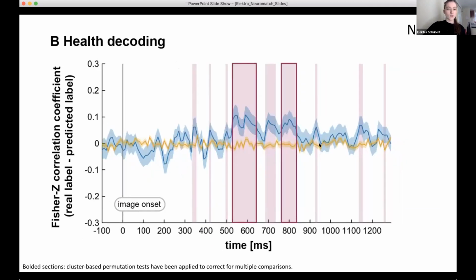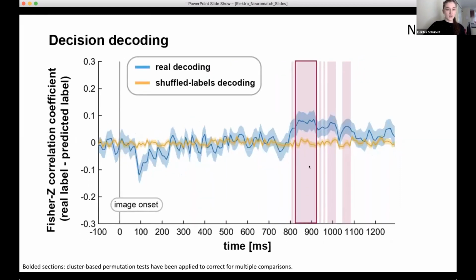And then when we look at the health decoding results, on the other hand, it was possible to decode health fairly early, so from a little bit after 500 milliseconds, which is about the same time as taste was decodable in experiment 1. And I'll talk a little bit later about why this may have been the case. But we also did one additional analysis in experiment 2, which was decoding the decision strength, which was the ratings of how much people wanted to eat each food at the end of the experiment.